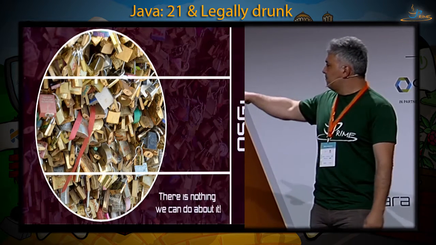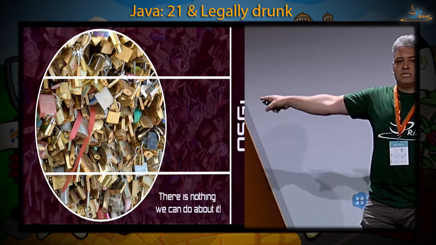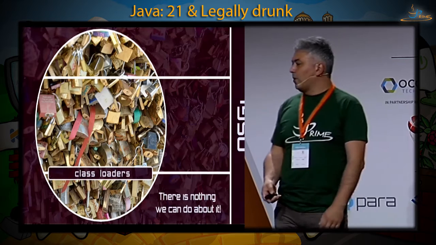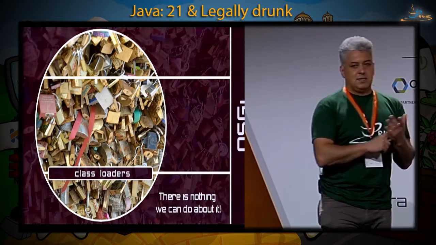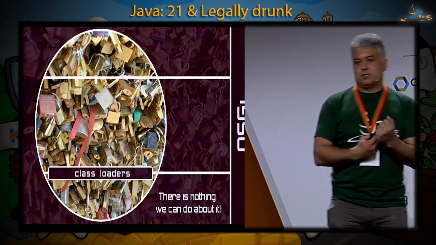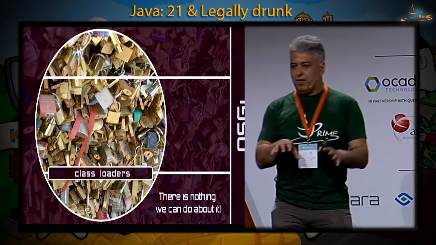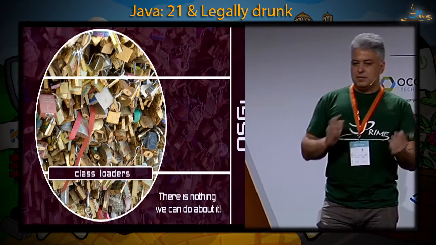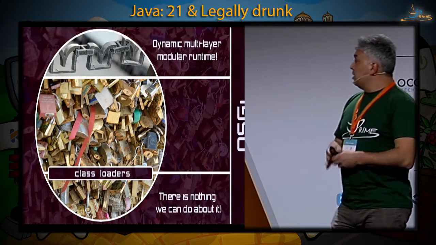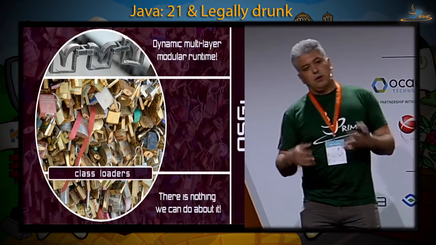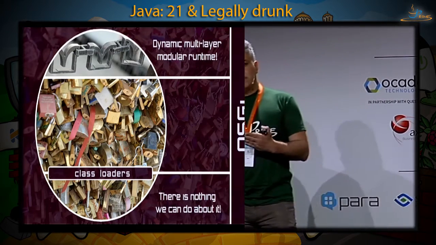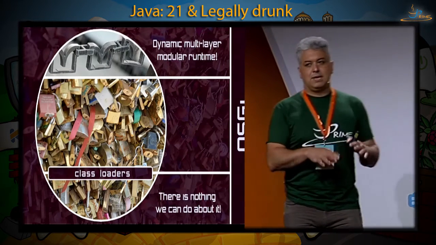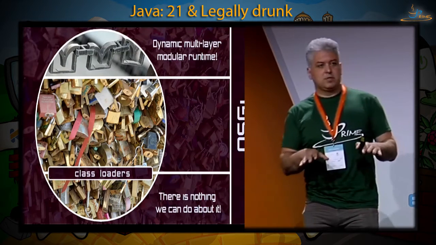So down there, that's the JVM. There's nothing we can do about it. We don't maintain that part. Sorry about that. It's going to stay that way. But there is a nice little thing in Java called class loaders. And we can take over that thing and actually decide how to load other stuff on top of that. And so you could actually introduce a dynamic multi-layer modular runtime on top of Java by managing class loaders. Now, obviously, Sun Oracle will argue that that's not the right way to do it, but it works.